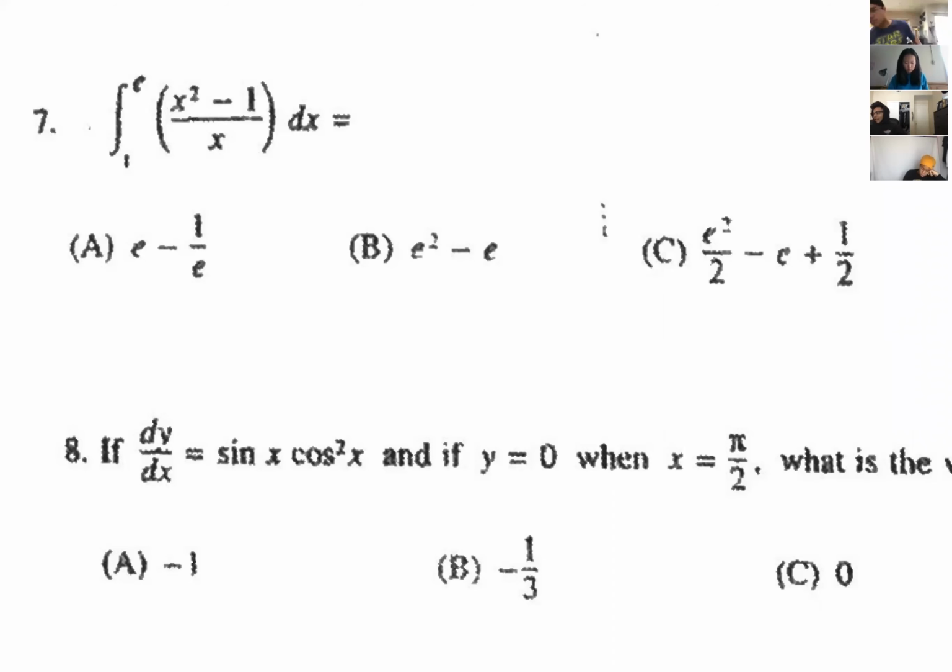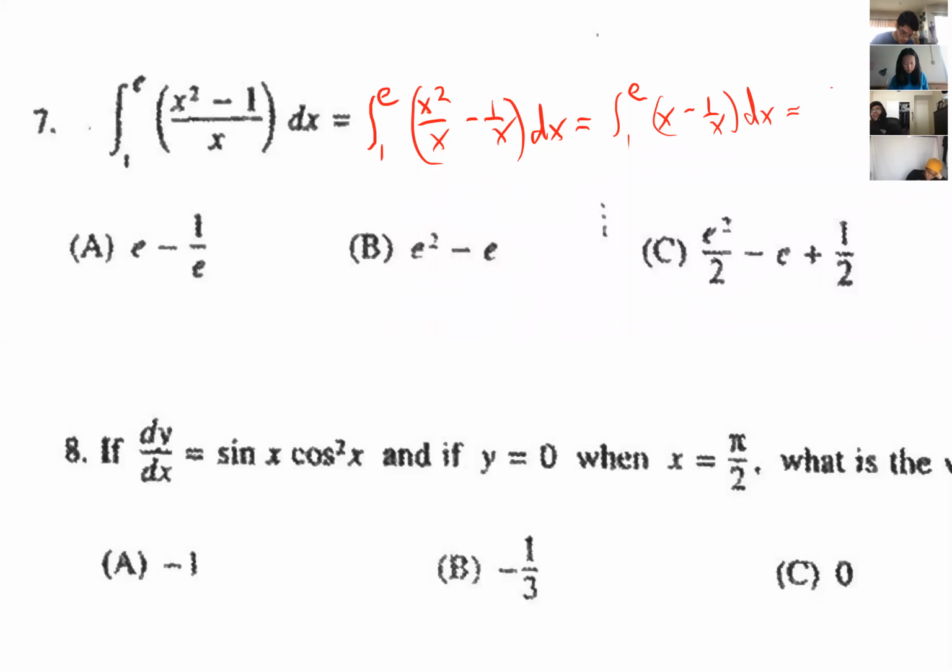If you try doing u substitution here, you're going to get in trouble because you can't have du in the denominator. So this is one we've seen probably on the last 2 AP tests. You did one like this where you have to split this up into 2 fractions. So I'm going to write it like this. So it's going to be x squared over x minus 1 over x. And this is going to simplify to x minus 1 over x dx.